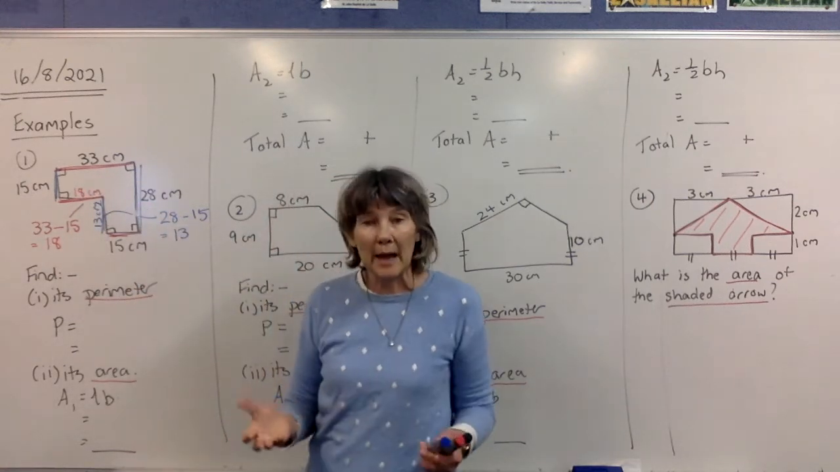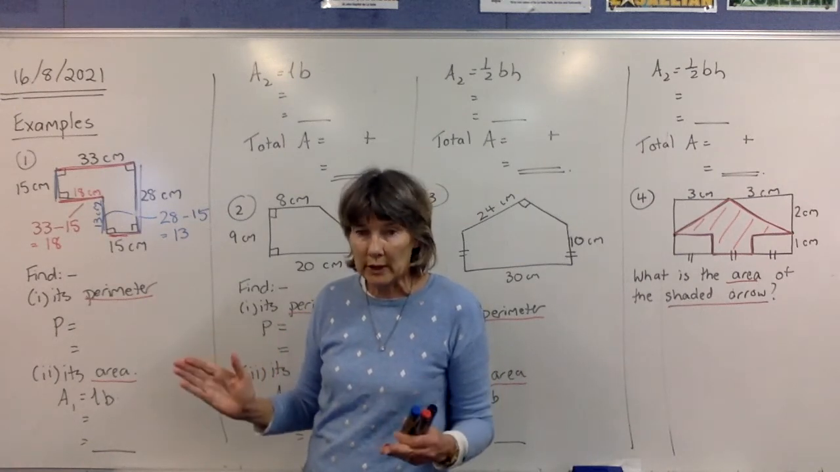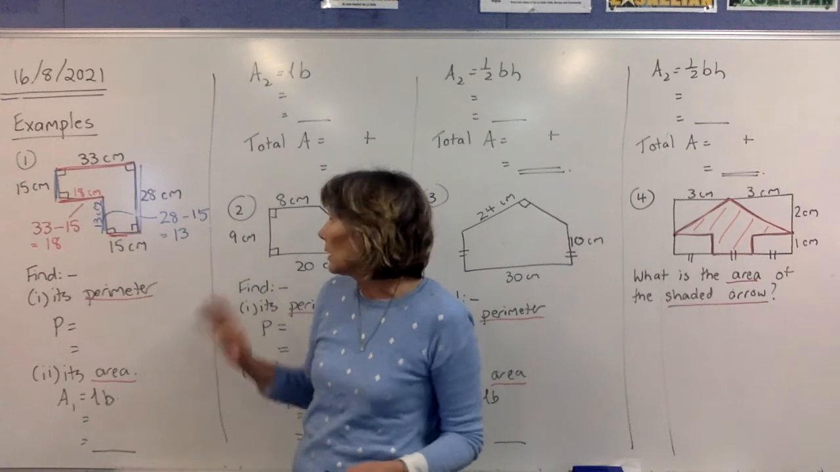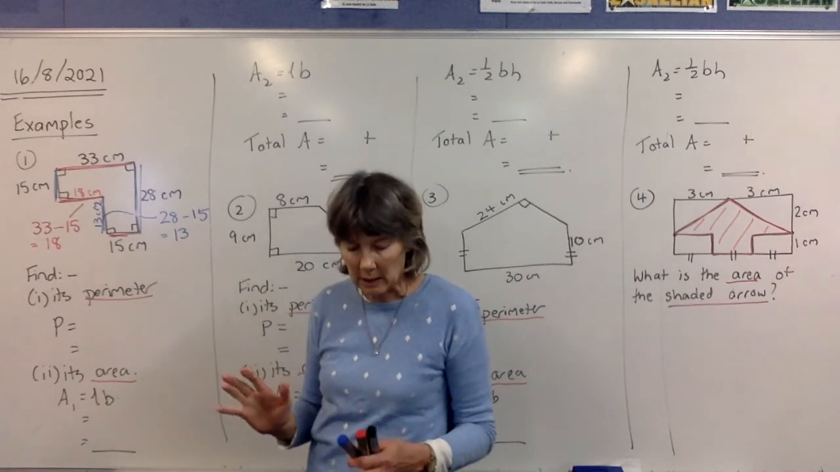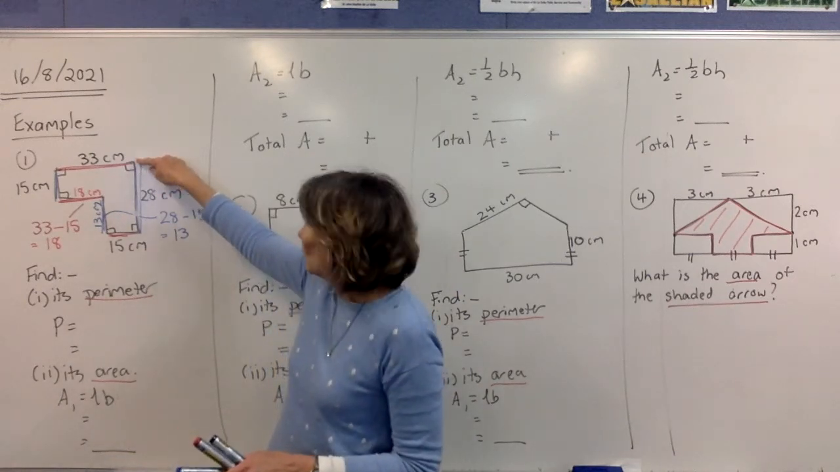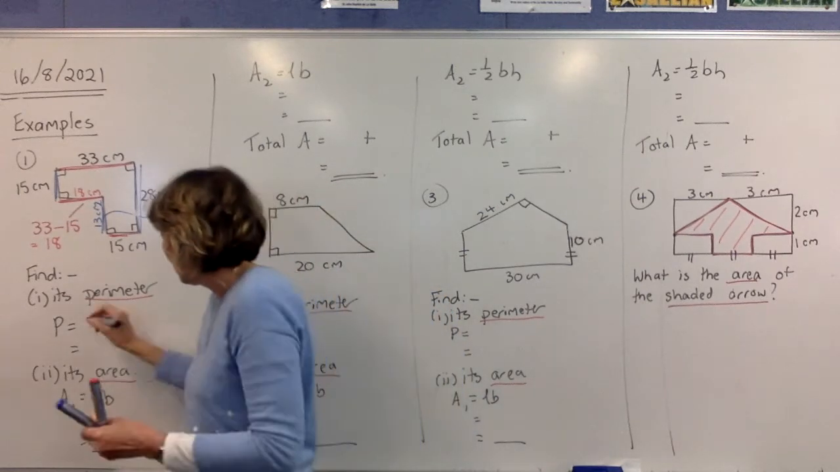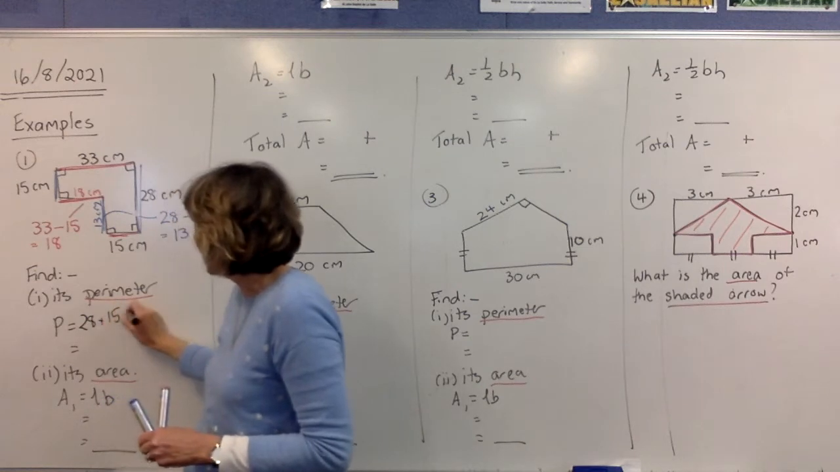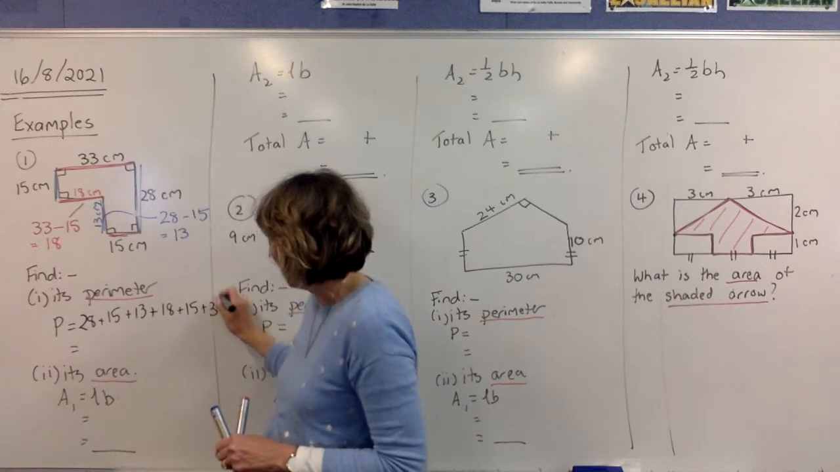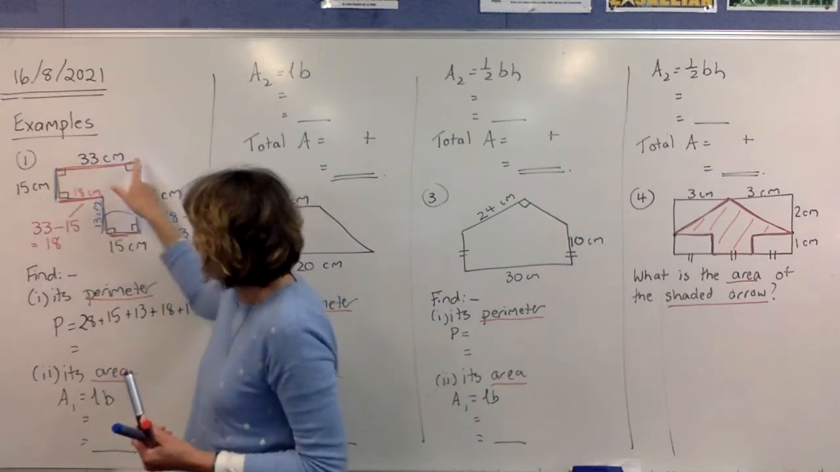And now for the perimeter, we're going to add them all up. Now, so you don't leave any out, just start at one point, one corner, one vertex, and go around the shape either clockwise or anti-clockwise, whichever way you want, but that way you don't leave any out. Okay, so I'm just going to start here in the top right corner, and I'm going to go around this way, clockwise. So I've got 28 plus 15 plus 13 plus 18 plus 15 plus 33. And that's all of them. I haven't left any out if I go around like that.